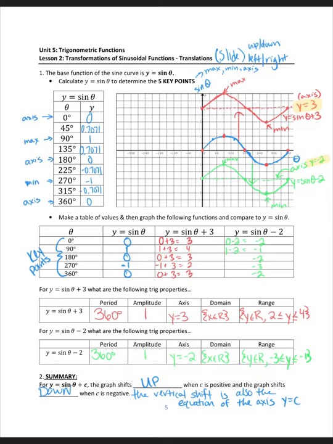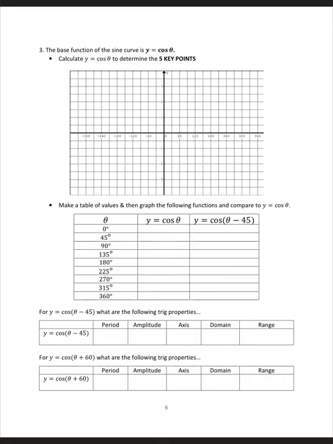Okay, let's continue looking at another. So now we're going to calculate y equals the cosine of theta, and then we'll talk about, again, what are those key points, and look at what happens when we're subtracting a value from the theta. So we're putting the theta in brackets and we're adding or subtracting a value to it. Okay, so go ahead and pause the video and just fill out this first column here for y equals the cosine of theta for all of those theta values.